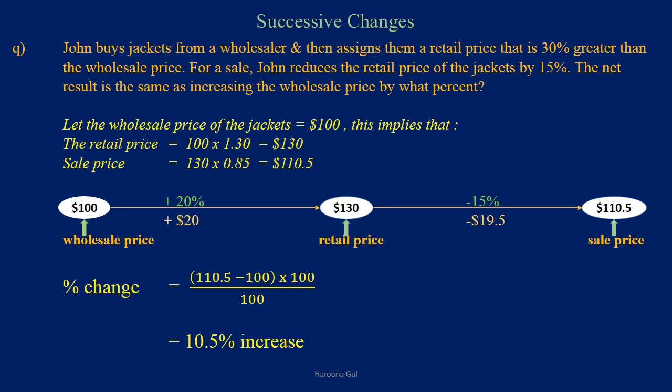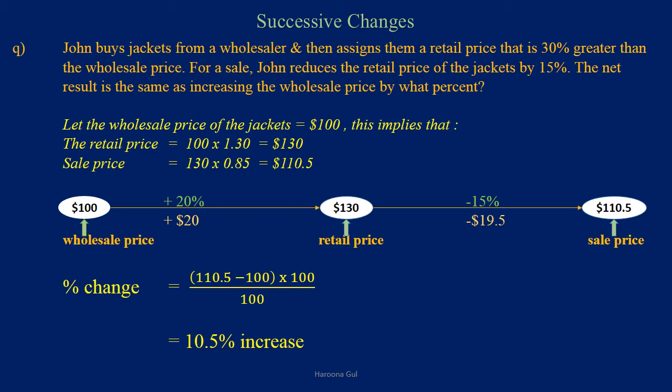So we need to calculate the percentage change from the wholesale price to the sale price, and for that we're going to apply the percentage change formula. Now before we apply the formula, we first simplify the question. And remember, when you're not given the price of a commodity, kindly take the price as 100, because it would be very easy for you to calculate percentage questions if you set the price as 100. So let the wholesale price of the jackets be $100. This means that the retail price would be $130.